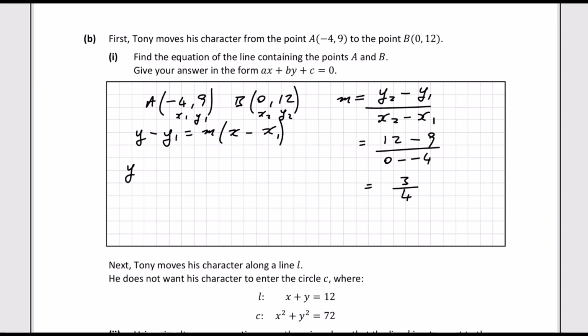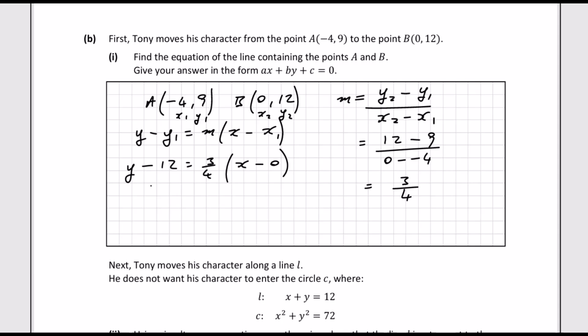Let's just stick in some values here. Probably the best one to do here, you can use either point. I mean, you can use minus 4, 9, or you can use 0, 12. You'll get exactly the same answer. I like to use points with zeros in them. That usually makes things easier. So y minus, I'm going to say 12, is equal to 3 over 4 times x minus 0.